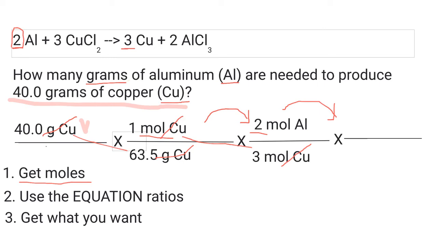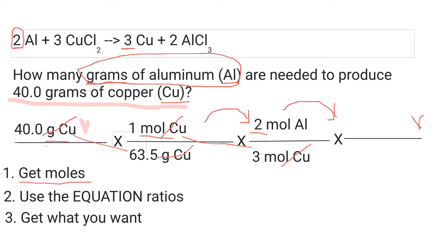For step 3, I really keep these steps simple so you can remember them. And step 3 is to get what you want. What we want out of this whole process, besides getting the answer right, because you'll get points on a test or a quiz or in your homework, but really we want to get grams of aluminum when it's all said and done. And so whatever we do, we've got to end up with grams of aluminum in that top right.